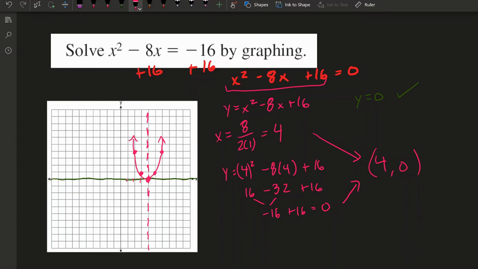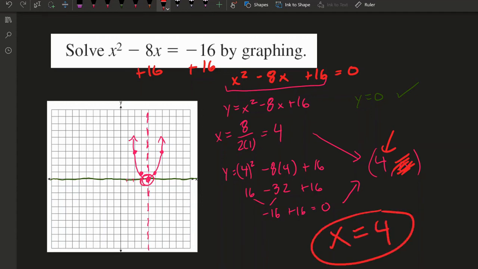The interesting thing here is that it only has one intersection. So that means there's only one solution. Remember, the y doesn't exist in this problem. I made it up so I could graph it. So my answer is x is equal to 4. Single solution.